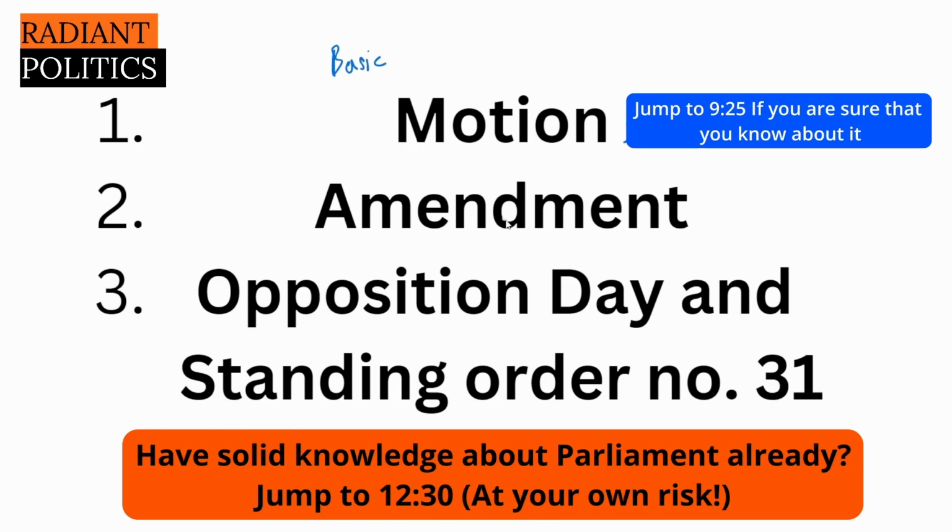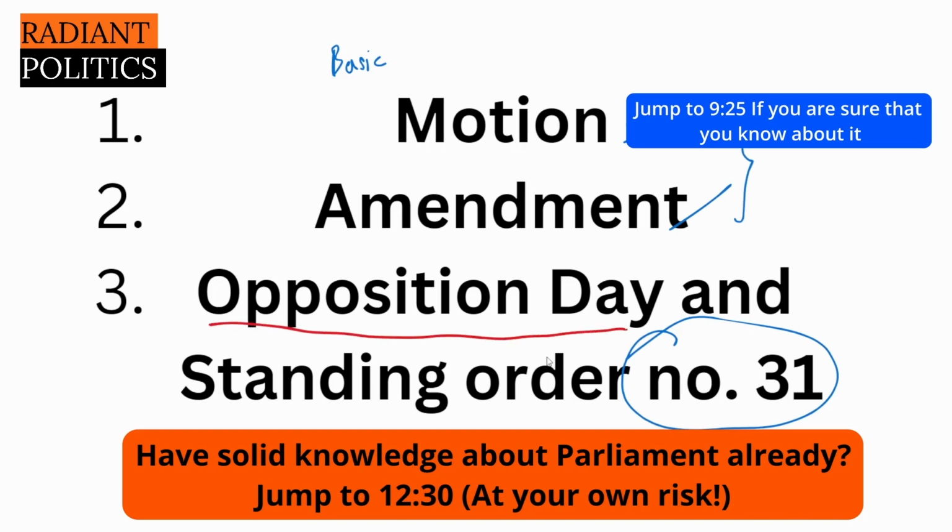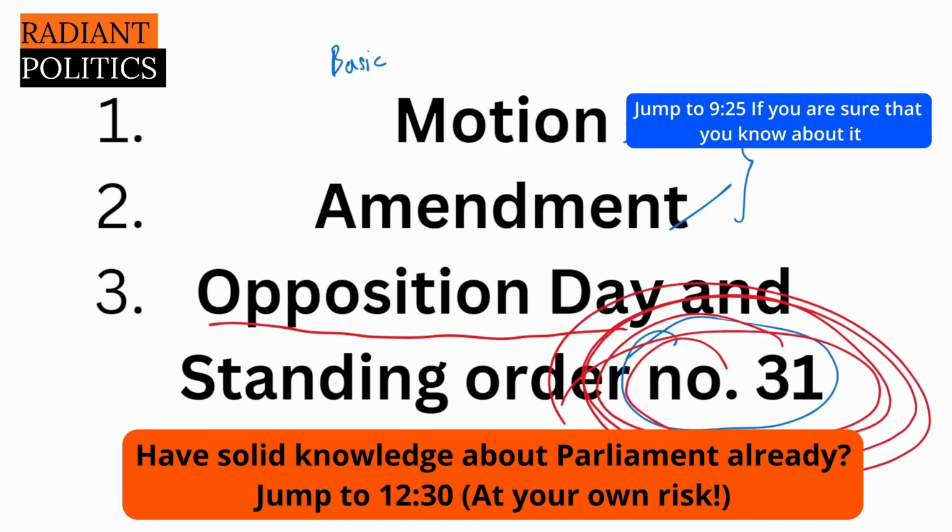Second, I want to talk about amendment. Again, it's very basic, but it's one of the concepts that led to the chaos. I really want to make sure that we know its meaning and its procedure, because understanding the process of moving an amendment will make us understand why Standing Order number 31, 2A, was there in the first place. Third, I want to talk about the Opposition Day and Standing Order number 31, which is the main culprit of this chaos.